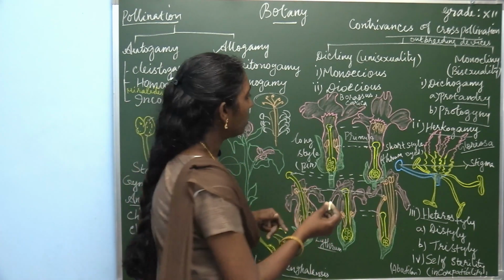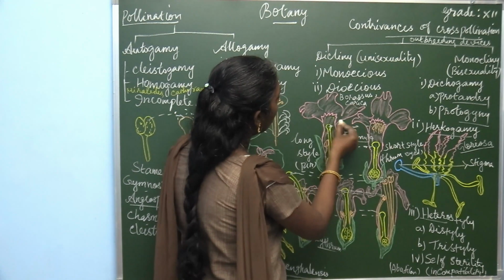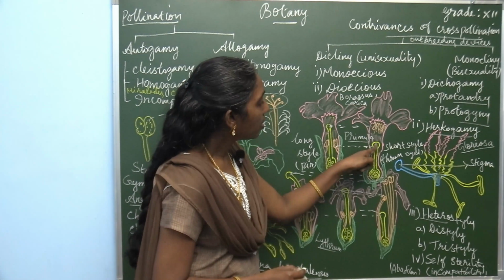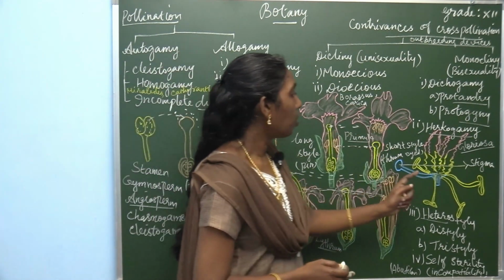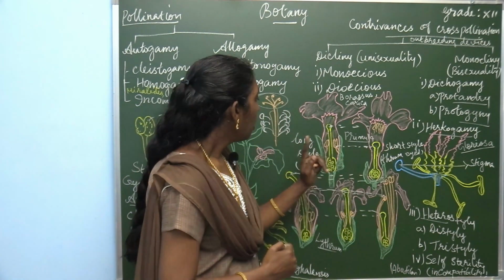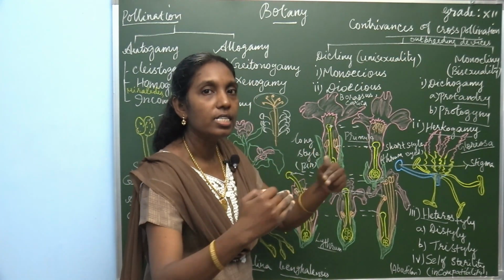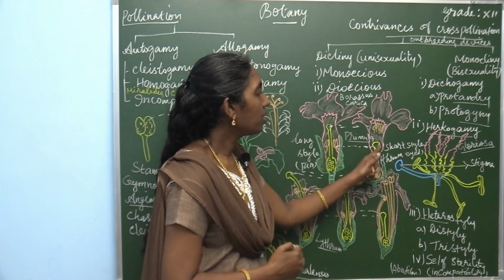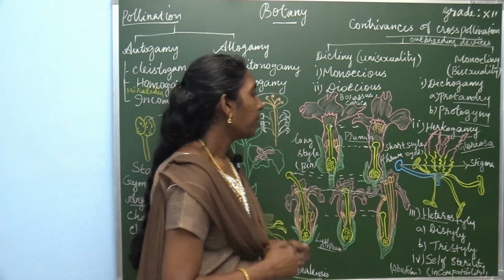To promote pollination, the pollen grains from this anther are dusted on this stigmatic surface, and the pollen grains of this anther are dusted on the stigmatic surface of this type. This type of arrangement is called distyly. The stigma and the anther of the other flower are at the same level. Likewise, this anther and this stigmatic region are arranged in such a way to promote cross pollination.